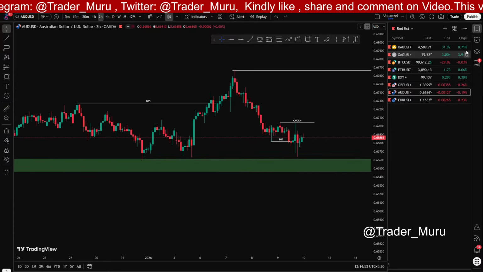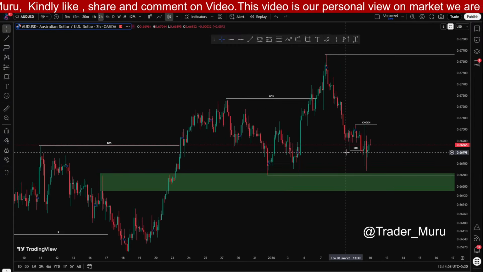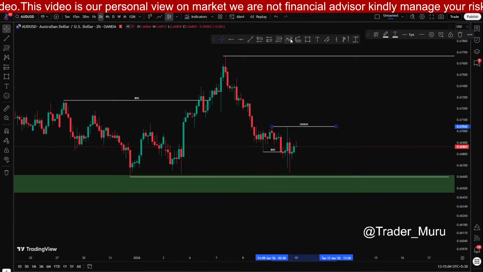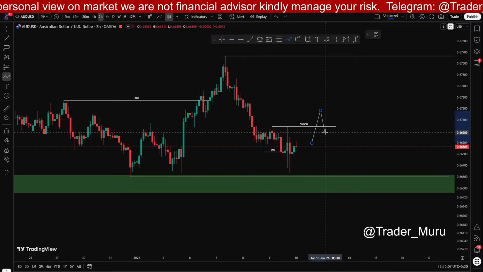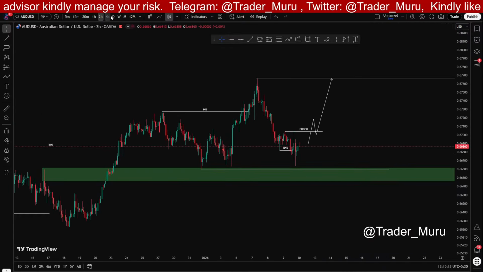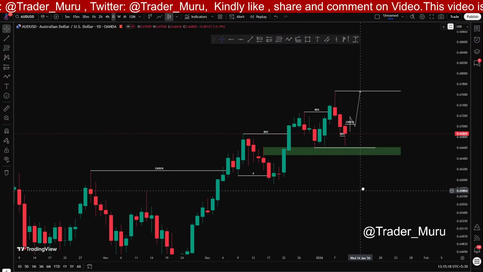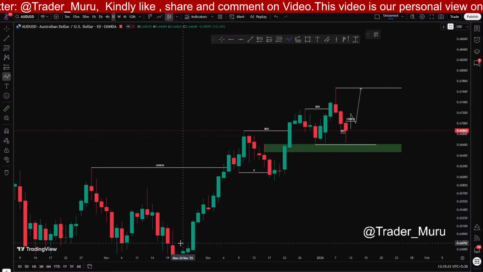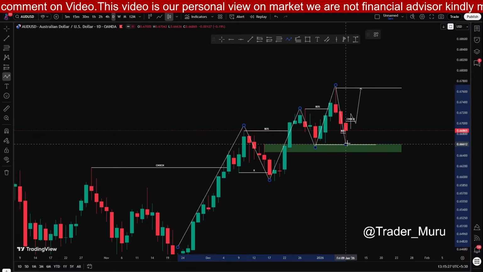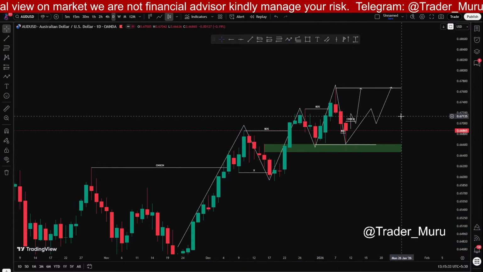For AUD, it is at structural levels and it should give this change of character. After that, it is again bullish and target will be this high again. See this, it's making higher highs and higher lows. So this area holds, give 1 hour change of character, then it will be this high as a target.